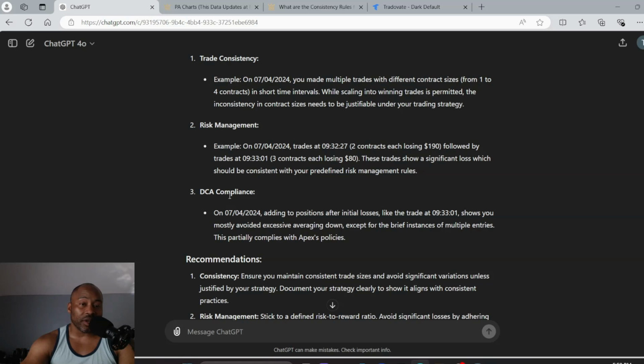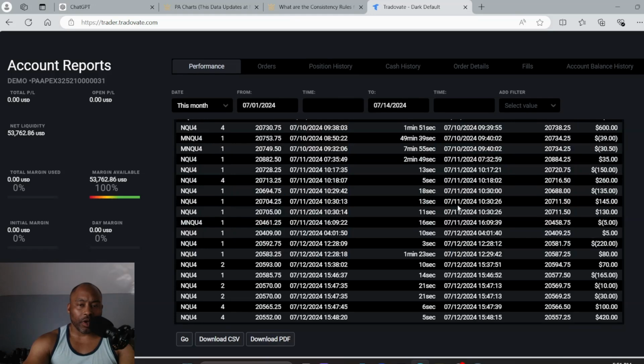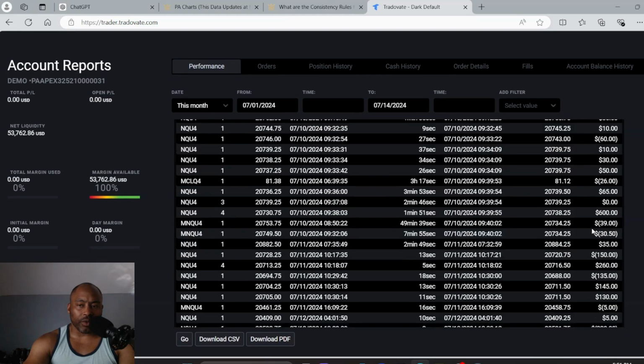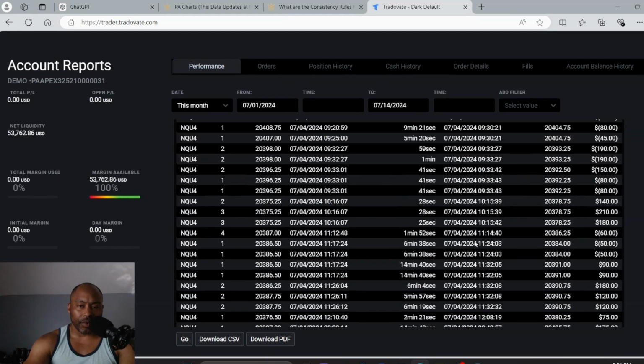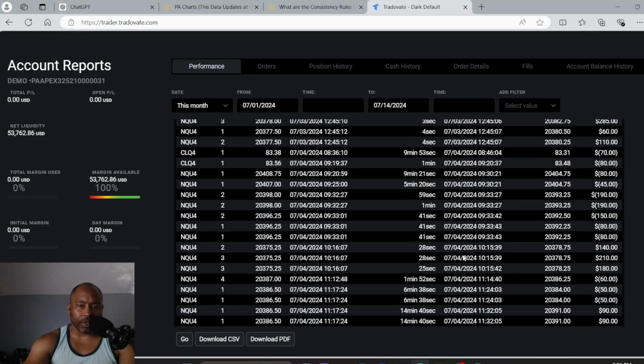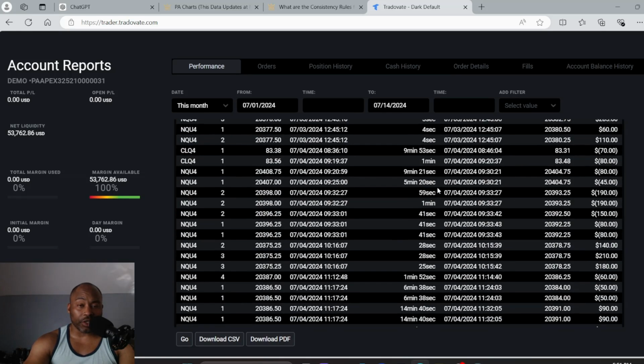As far as DCAing goes, once again on July 4th at 9:33, I mostly avoided excessive averaging down, except for a brief instance of multiple entries. This partially complies with Apex's policies. So, in regards to that, we can see here on July 4th, this is what happened. And I wonder if I'm actually in violation of this.